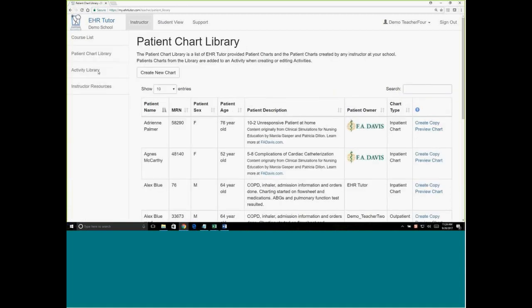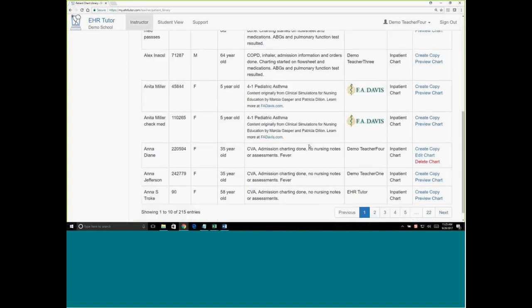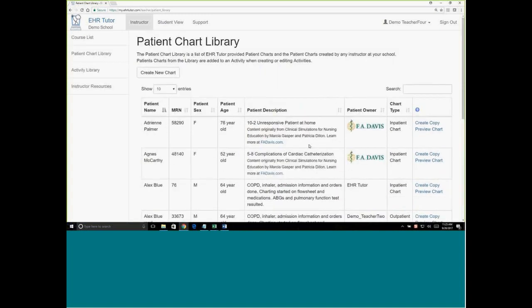And an instructor can go in and utilize any of these charts and attach them to activities for their students to be able to use. You'll see FA Davis has quite a few charts in here. As I said, they have over 65 charts of their own in here.